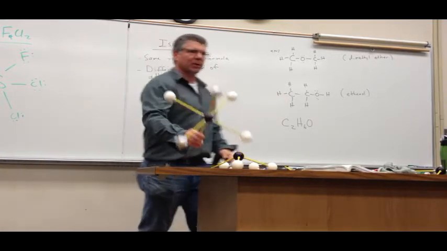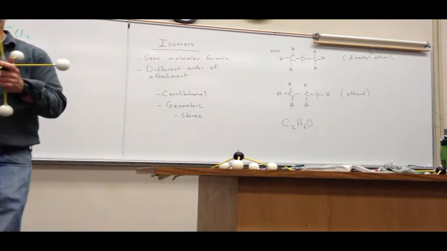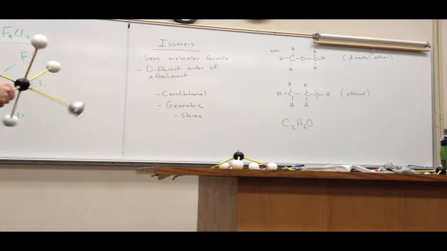Geometric isomers are like this. Here, it's the same formula, right? SF4Cl2. Really the same order of attachment, right? There's 1 sulfur in the middle with 4 fluorines on it, 2 chlorines, right? But geometrically, the 2 isomers are different from each other because in this one, they're 90 degrees apart basically, and in this one they're 180 degrees.